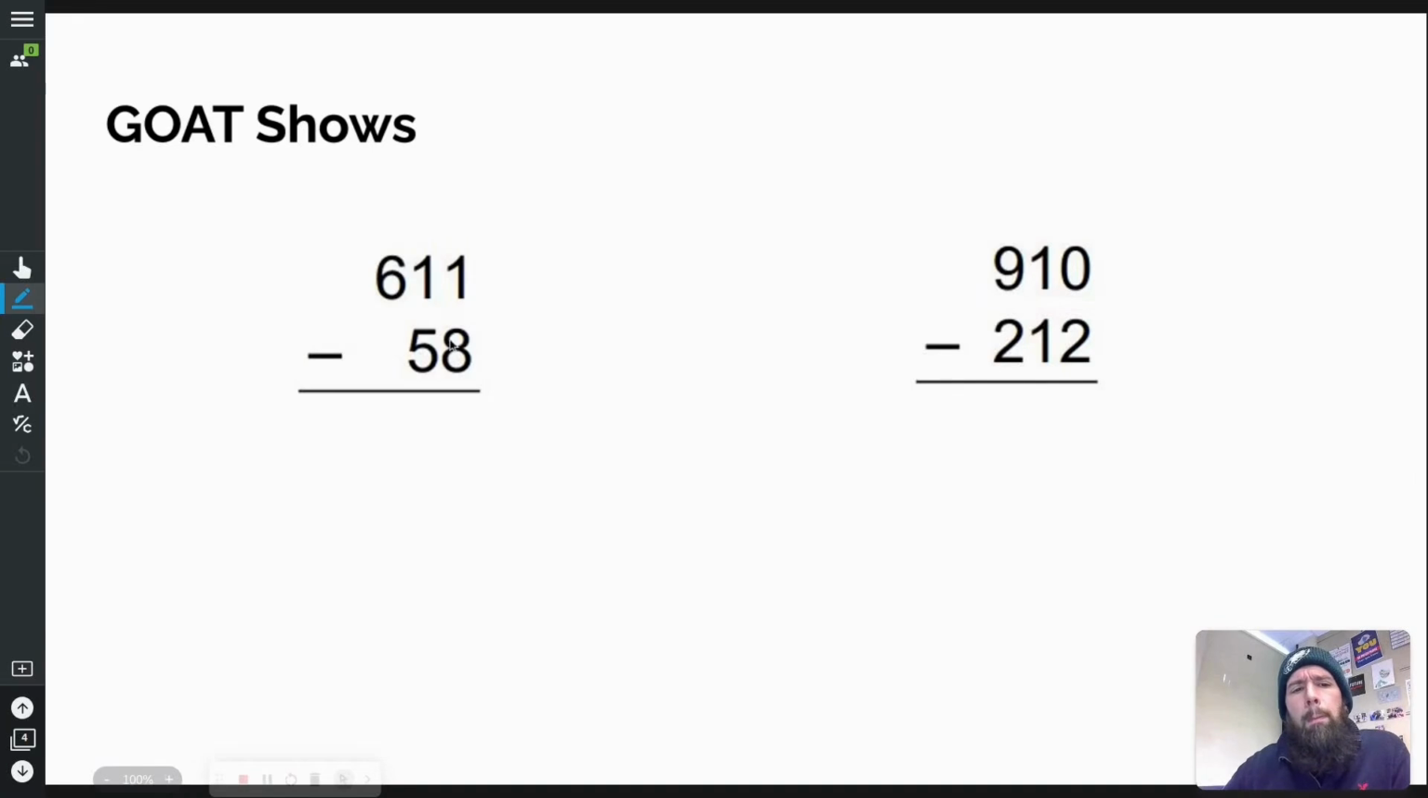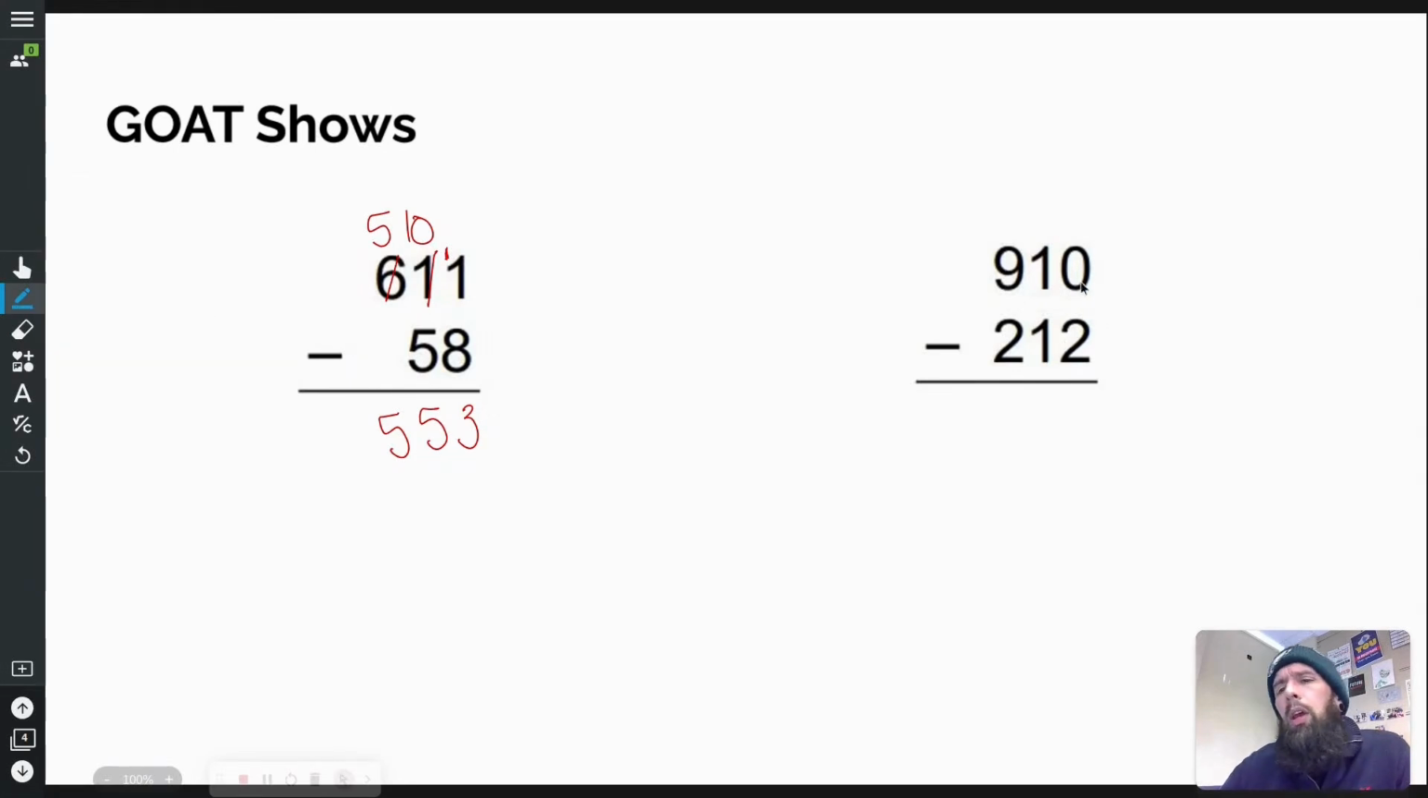All right. 1 minus 8, can't do it. So we borrow 1 from 1. It becomes a 0. And this one becomes an 11. 11 minus 8 is 3. Okay. Move on to the next one. 0 minus 5, can't do it. Borrow 1 from 6 and make that 6 a 5. So now I have 10 minus 5, which is 5. Move on to the next one. 5 minus nothing is 5. So 611 minus 58 is 553.